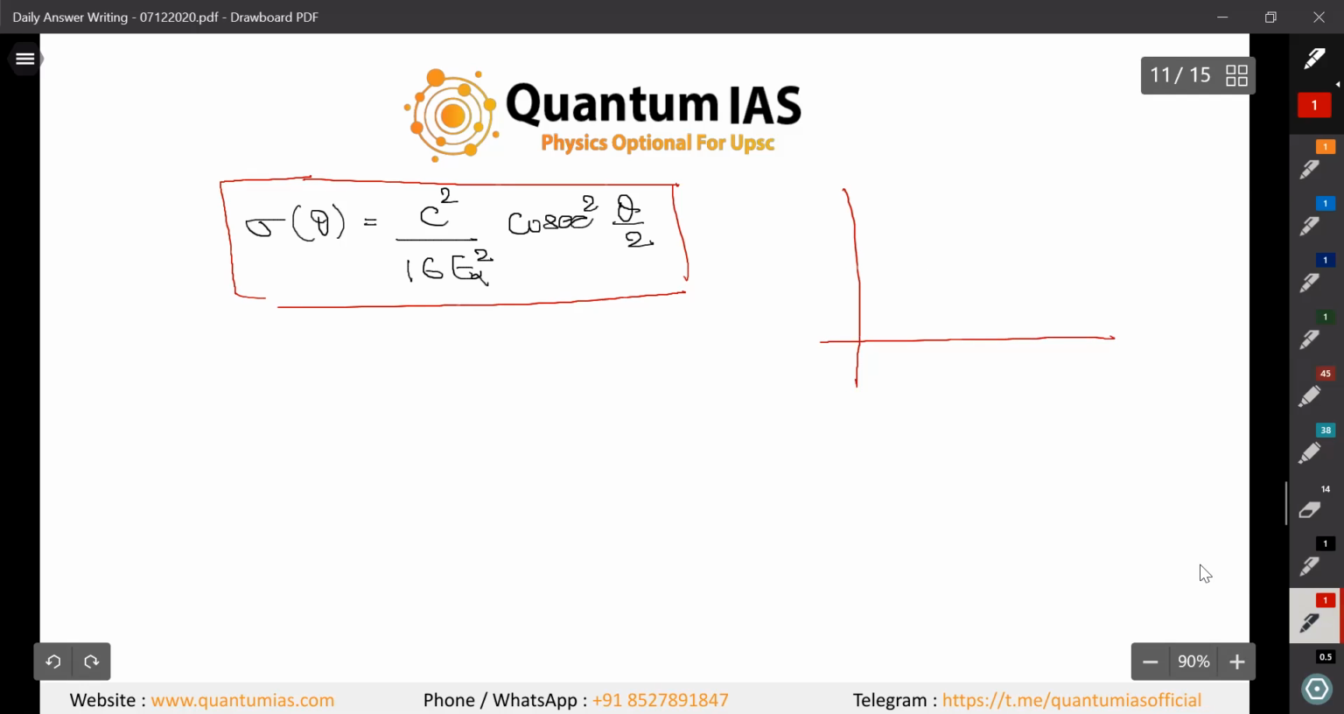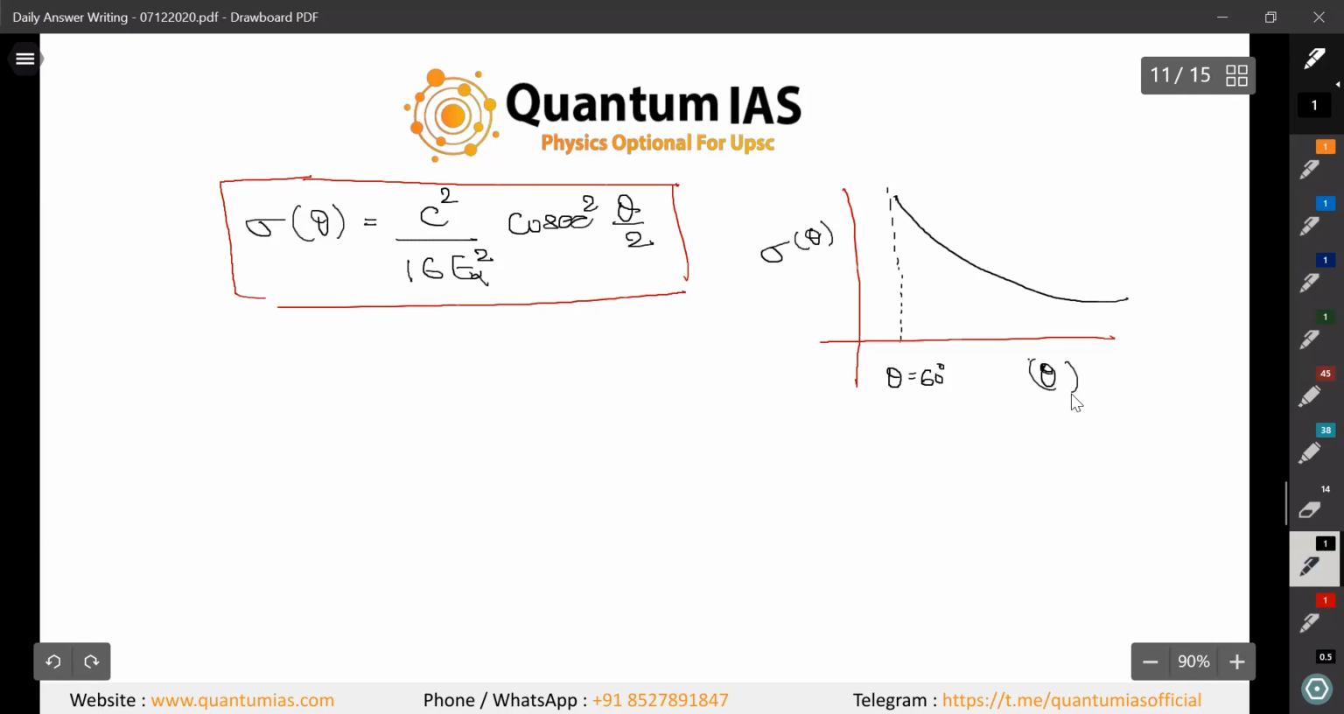So it is something like this, right? Hyperbolic. And this point is theta equals 60 degree, right? So this is the sigma theta versus theta, right? So here you can easily understand that when Z is increasing, sigma theta will increase. If we increase the energy, the sigma theta will decrease here also. Okay, so this graph is self-sufficient to define these things. Okay, now what we need to define, what was the question?